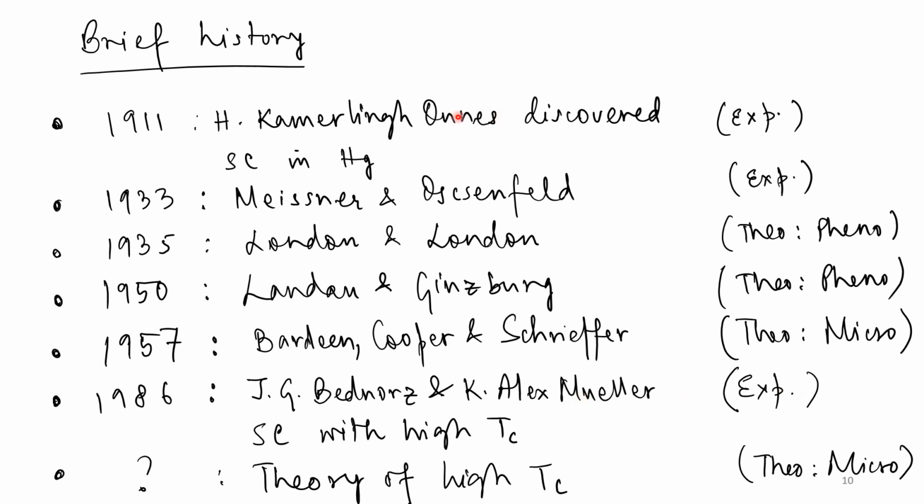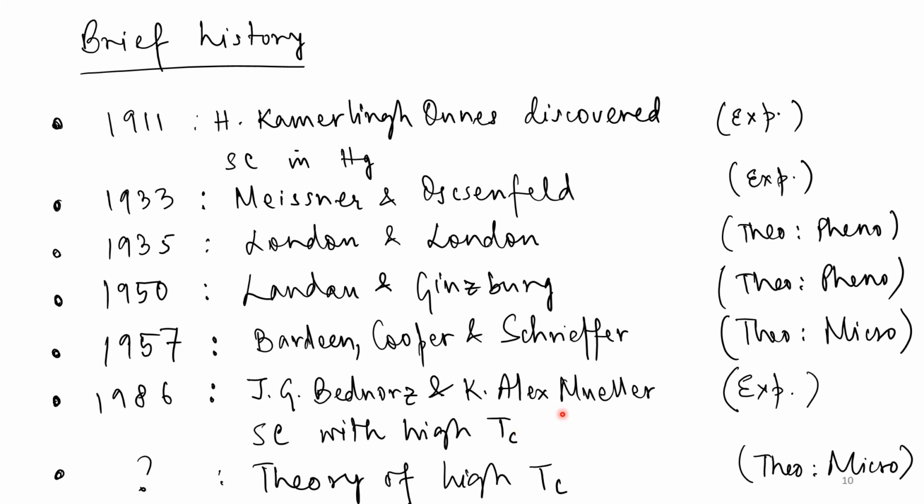And of course, just like the others, they were also awarded the Nobel Prize for their discovery. After that, other people also discovered a lot of other such materials. For example, Chu in Houston, and then even as late as 2008, a new class of superconductors with high critical temperature were discovered.